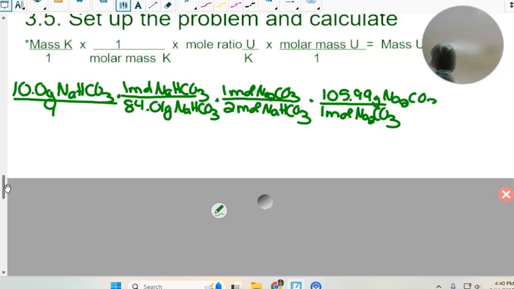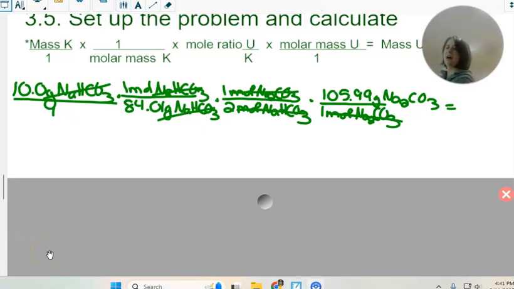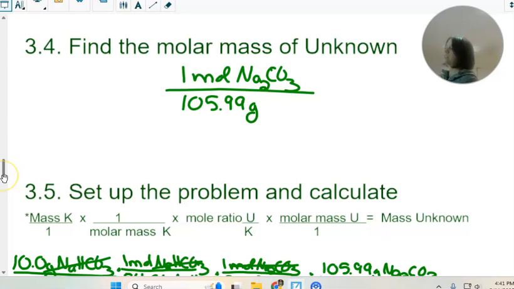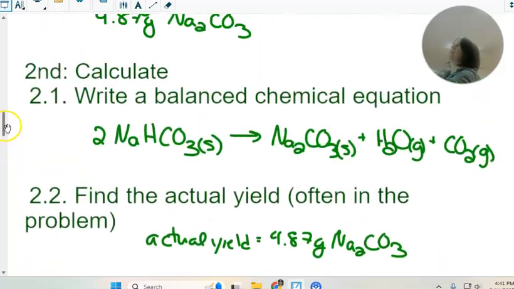Sodium carbonate. Then we want to plug and chug. We want to check first, then we'll plug and chug. So gram sodium bicarbonate cancels with gram sodium bicarbonate. Mole sodium bicarbonate cancels with mole sodium bicarbonate. Mole sodium carbonate cancels with moles sodium carbonate. We're left with grams sodium carbonate, which is what we want. Now we can plug and chug. Okay, hopefully you have the answer. And I got 6.308177. And we're going to talk about sig figs again.